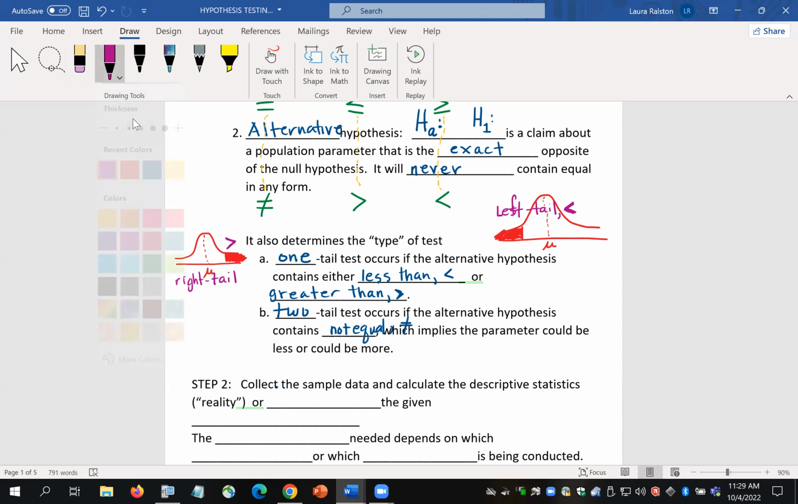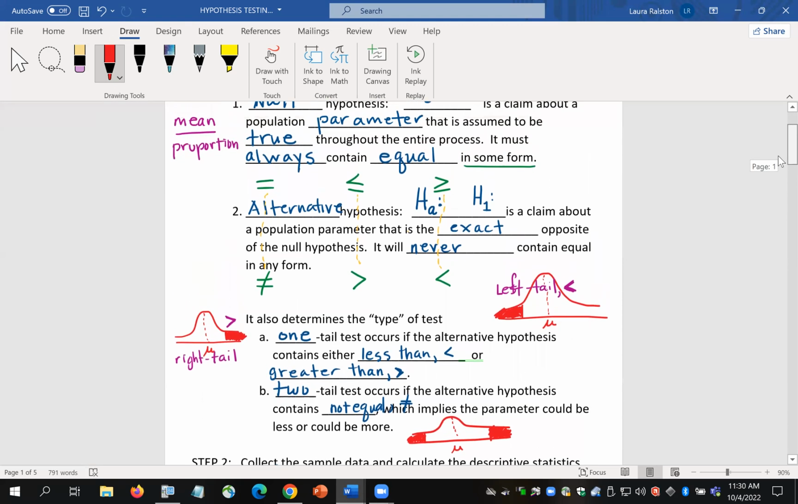Two-tail, again, if you think about what not equal means, it's just not the same. So it could be less, which means I would have a region to the left, or it could be greater, which means I would have an area to the right. So I actually have two regions, hence the term two tails. And again, I think as we go through this and think about it, it's going to make a little bit more sense to you. So just hang on. Kind of got to get through the steps first.